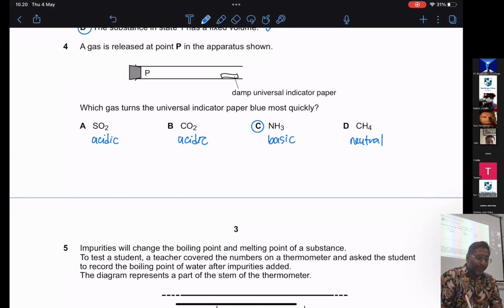Okay, so which gas turns the universal indicator blue most quickly? There is only one, which is going to be C. The sulfur dioxide and carbon dioxide will not change it to blue. So I think the question is also not so clear. There is only one particular gas that can change it into blue. So the answer is going to be ammonia, the pungent smelling gas.